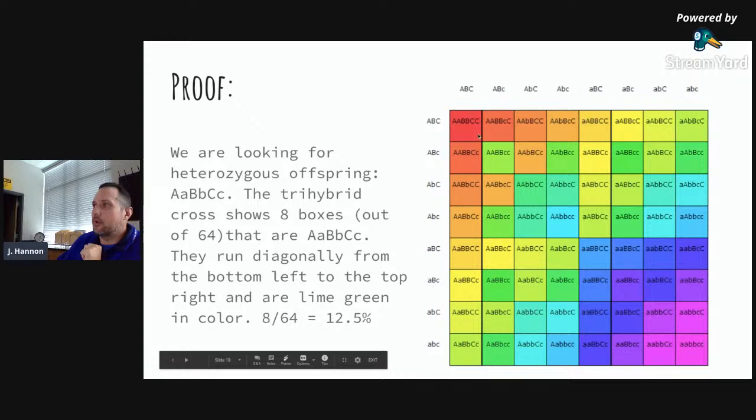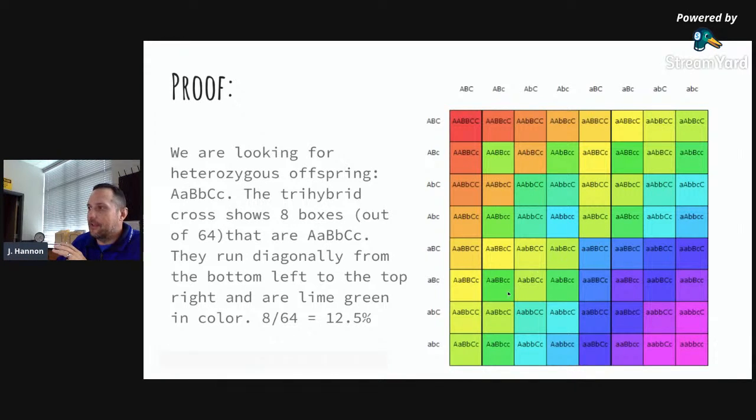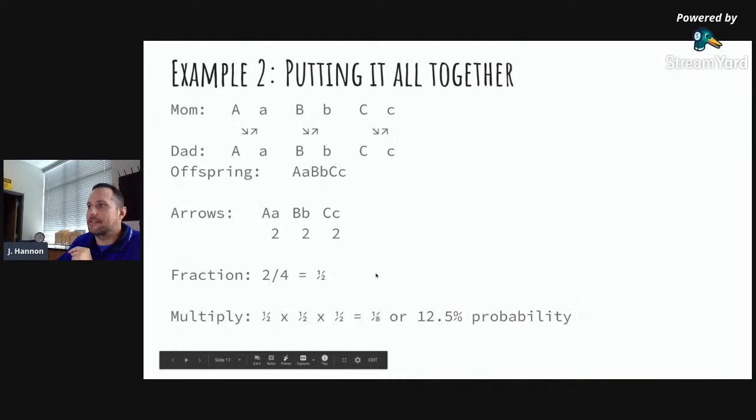So instead of creating this giant trihybrid cross and then going through and finding what we're looking for and counting the boxes, we can skip all that by doing this process right here. Okay? So this is what your assignment's going to be about on probability.